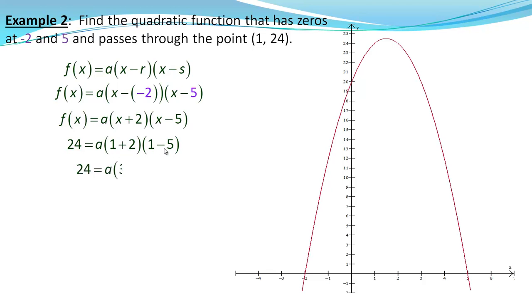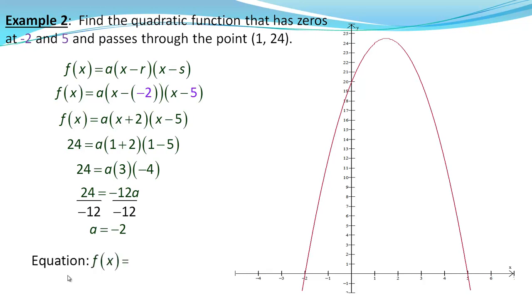So this would be 3, this would be negative 4. And so 3 times negative 4 is negative 12. So this would be negative 12a over here equals 24. And I want to isolate or solve for a, so I will divide out the negative 12. And so those divide out. And 24 divided by negative 12 is negative 2. So that's the a value, the stretch factor. So then my equation looks like this, except I now know that this is negative 2. So that's what my equation will look like.